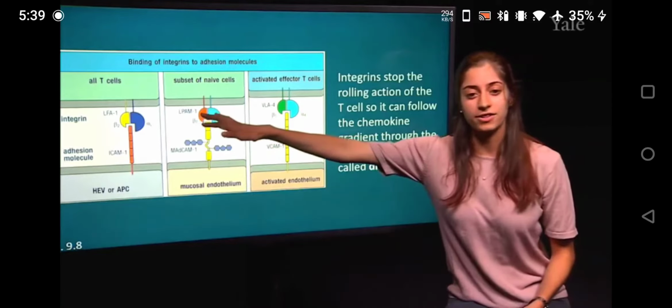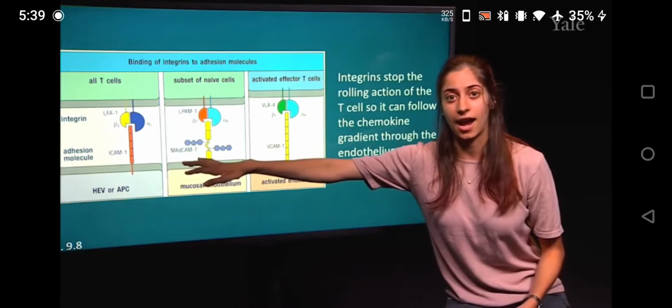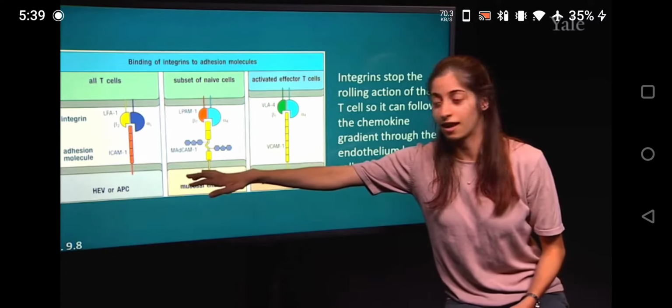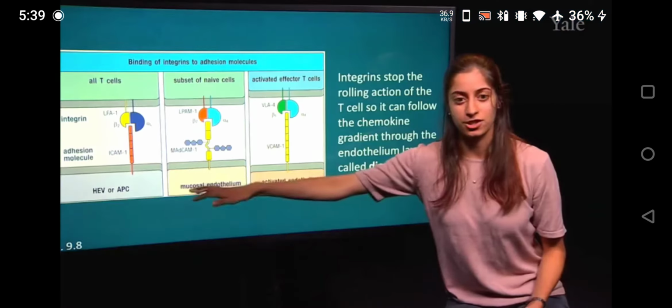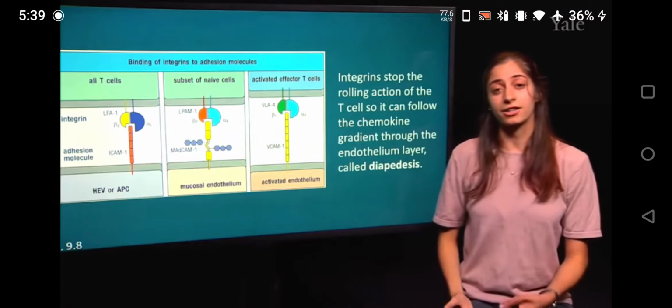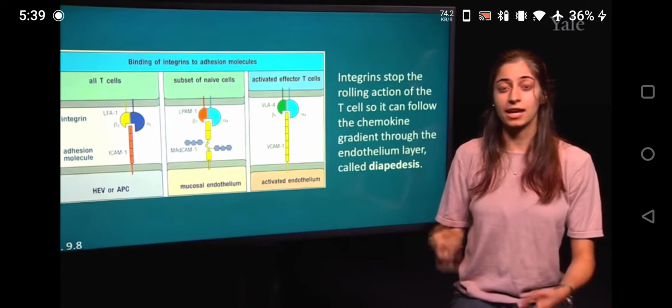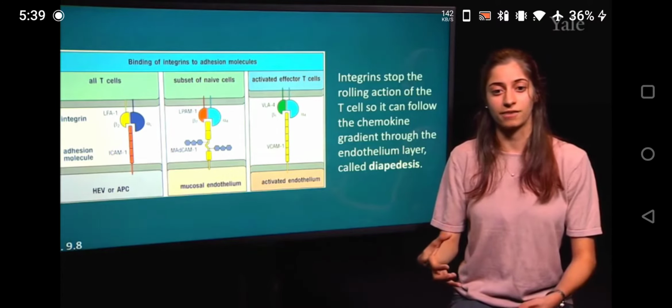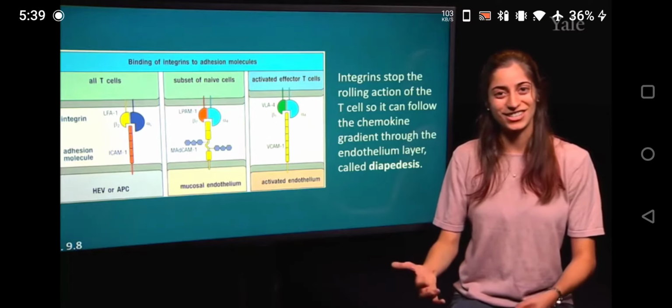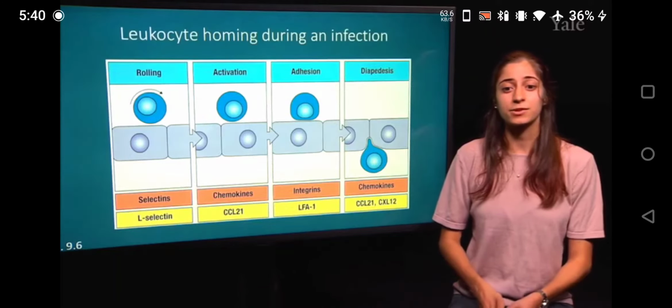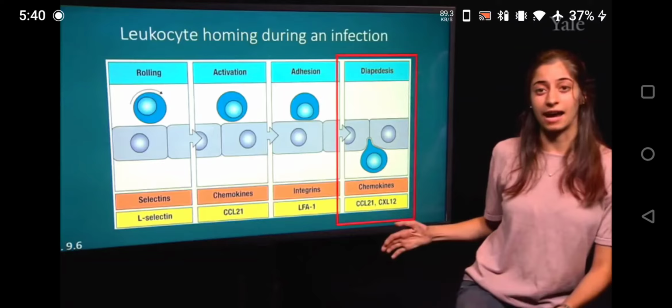LFA1, expressed on the surface of the T cell, is able to interact with adhesion molecules on the endothelial cells. One of these adhesion molecules is ICAM1. These adhesion molecules have different names based on where they're expressed, but for now, let's just focus on the LFA1-ICAM1 interaction. The interaction between LFA1 and ICAM1 actually stops the lymphocyte from rolling and instead halts it on the endothelial surface in the blood vessel. Because the T cell has now stopped rolling and instead is sitting still and stationary on the endothelial layer, it is able to migrate through in the process we call diapedesis.